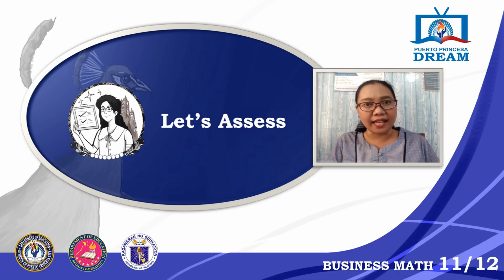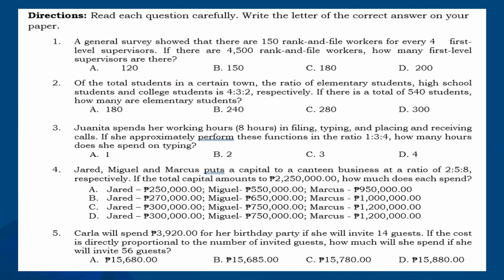Young business enthusiasts, I believe you are now knowledgeable on solving problems involving direct, inverse, and partitive proportion. Before we end this episode, let us have a short quiz to measure if you attained our learning objectives. Go get your paper and pen and answer the following. Read each question carefully and write the letter of the correct answer on your paper. You may pause this video while answering the problems. Good luck, students!